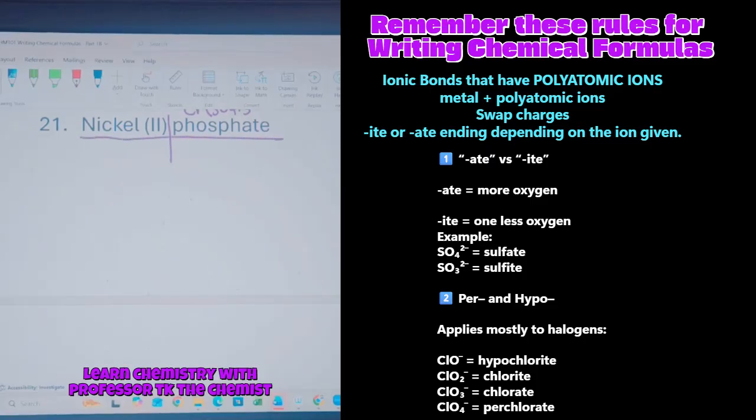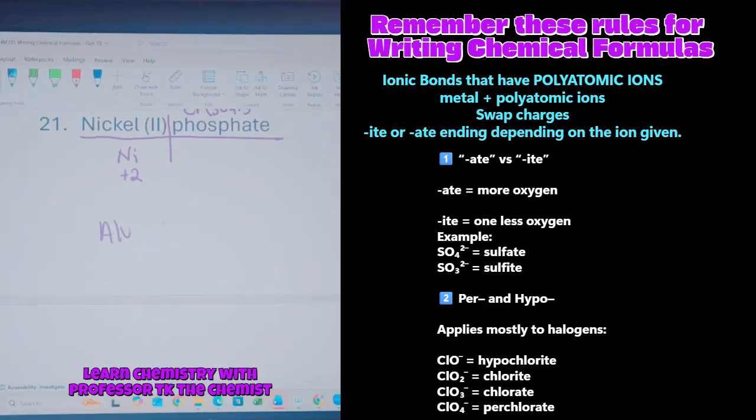Nickel 2 phosphate. Nickel has a Roman numeral 2, therefore it has a +2 charge. Yes, Andrea, you know the charge by the Roman numeral only for those that are considered to be your transition metals. Transition metals are the only ones that have that charge, okay? The only ones that have that charge.